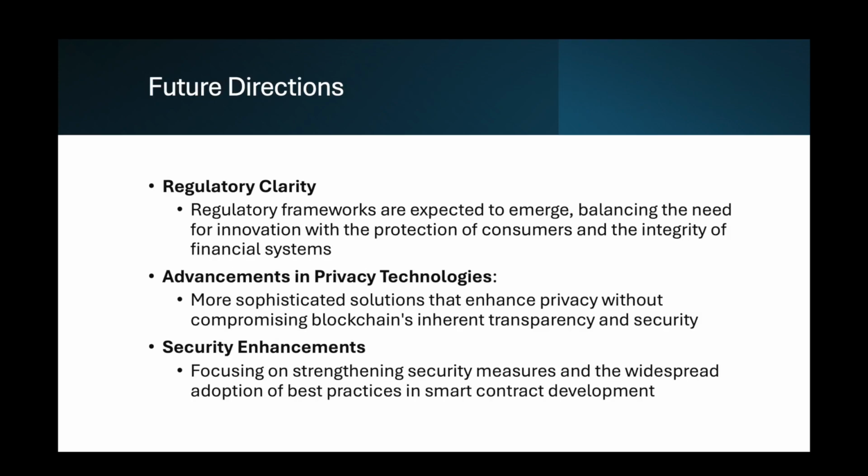Future directions. Regulatory clarity: as blockchain technology continues to evolve, clearer regulatory frameworks are expected to emerge, balancing the need for innovation with the protection of consumers and the integrity of financial systems. Advancements in privacy technologies: ongoing research and development in privacy-preserving technologies will likely result in more sophisticated solutions that enhance privacy without compromising blockchain's inherent transparency and security.